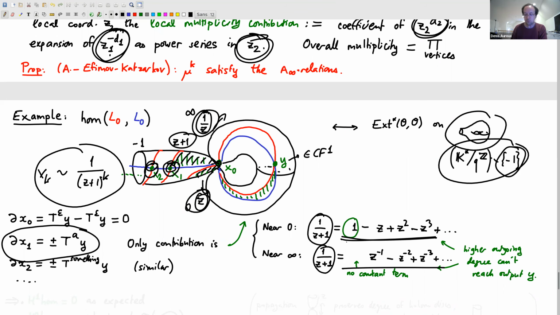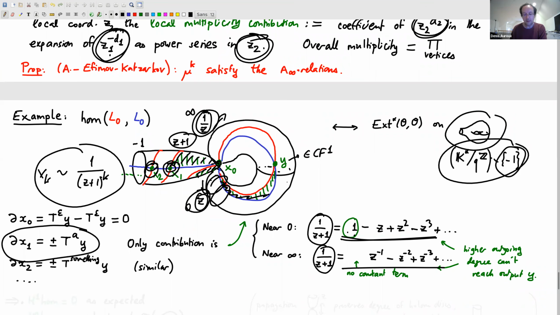That means this will be allowed to come out of this puncture towards 0 with any degree it wants, basically, but I would count +1 for this one, -1 for the one that goes around with degree 1, +1 for the one that wraps with degree 2, and so on. This is an infinite sum. So there are infinitely many disks, but this expansion tells you how to weight all the possible output disks.